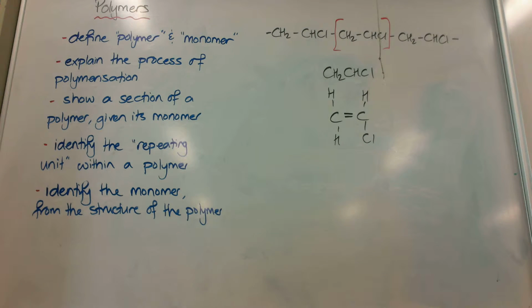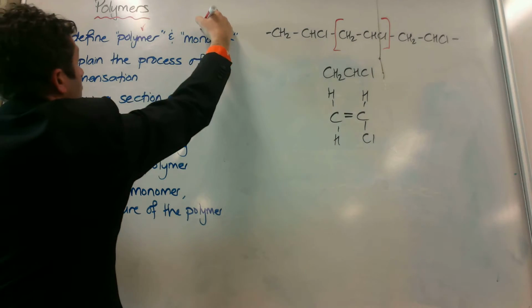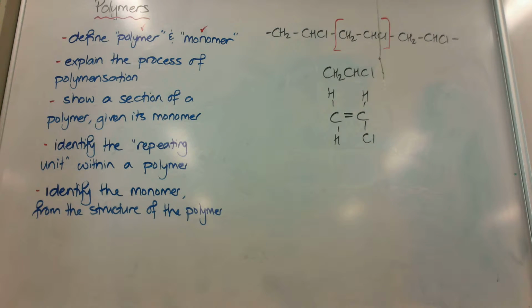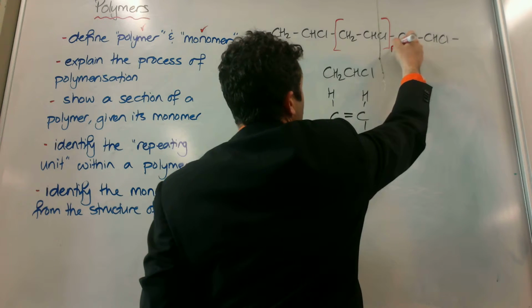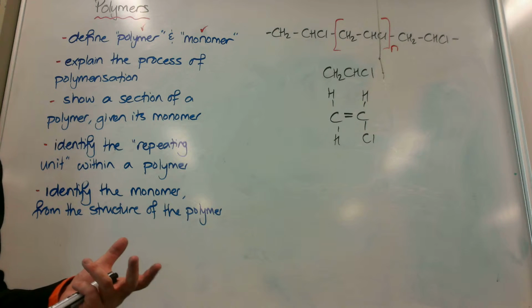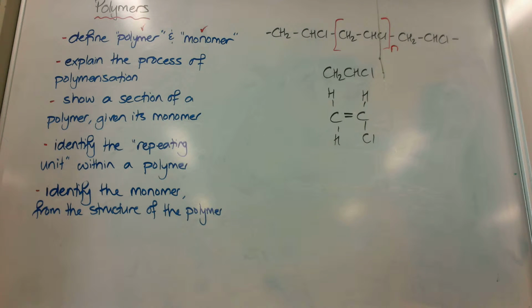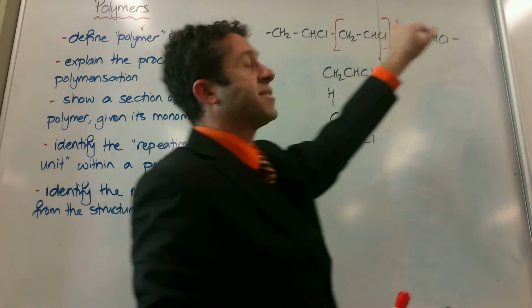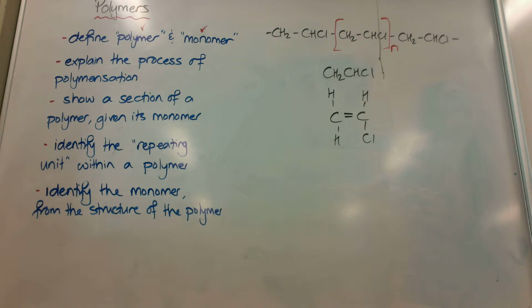Right, so at the moment, let's tick off what we've done. We can define polymer, we can define monomer. Okay, we have actually been able to identify the repeating unit. That's this thing here. I put a little n next to it when I'm identifying it because n means millions of them. Okay, it means a huge number. All right, so that is my repeating unit. I've found something that keeps repeating itself. So I can tick off that one.